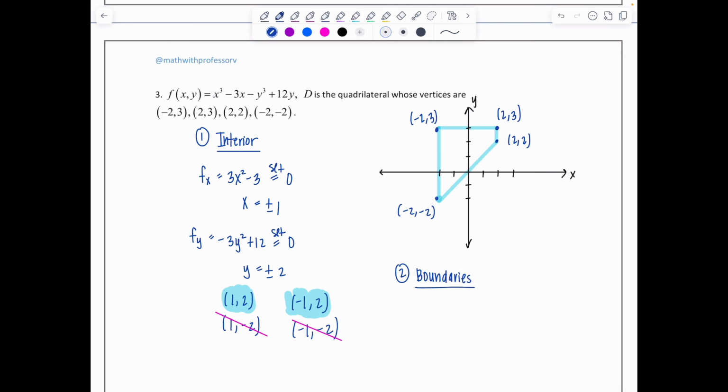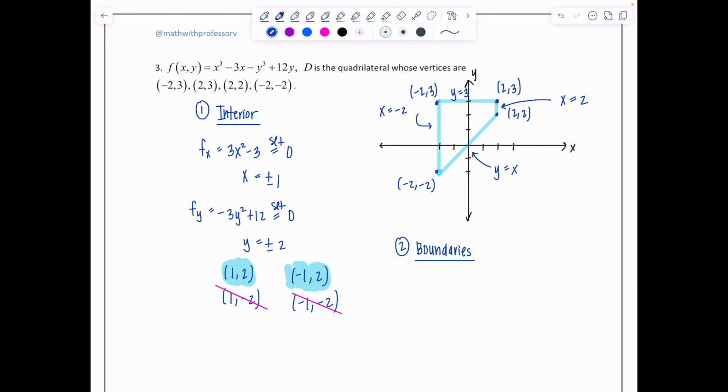Oh my goodness. Okay. So let's list what equations we have. Up here, this is y equals 3. This is x equals -2. Oh, this is just y equals x. And this is x equals +2. Okay, so you have to do the process 4 times for the boundaries. So I'll start off with, let's do y equals 3. So f of x comma 3 is going to be x cubed minus 3x minus 27 plus 36. Whatever, I'm just going to take the derivative now.